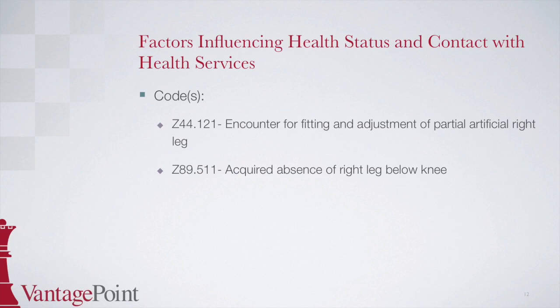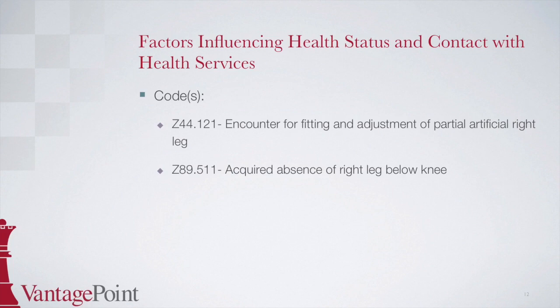And remember, one of the new concepts of ICD-10 is that laterality has been added, so we can now specify in I-10 which leg is being fitted. The next code is Z89.511, acquired absence of right leg below knee, to show the reason why the patient is presenting for the fitting of the partial artificial leg.